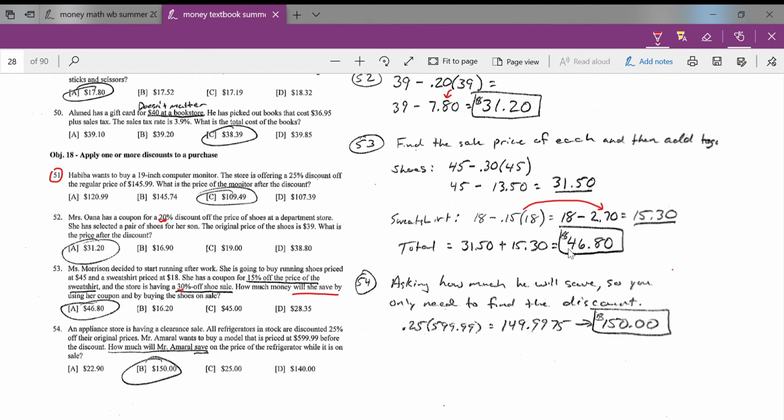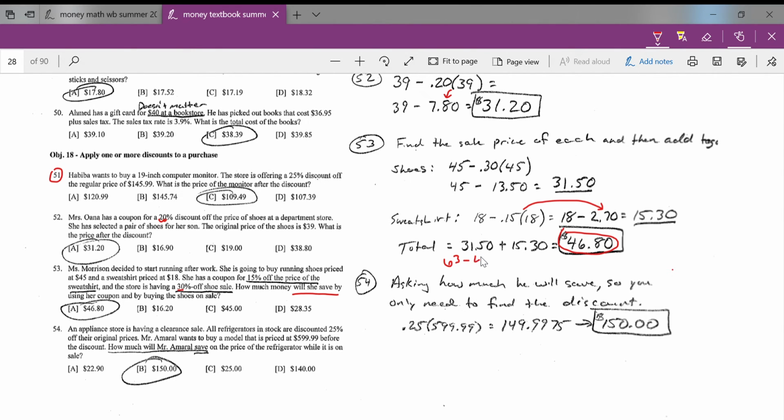Now, if the question was how much will they cost together, this would have been the answer. But I went too fast on this problem and I didn't look at what the question said. It said, how much will she save? So there's two ways you could do this. You could add the two original prices, 45 and 18, minus this $46.80. So if I did that, I take 45 plus the 18, that would be $63.